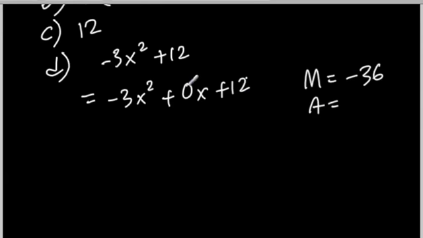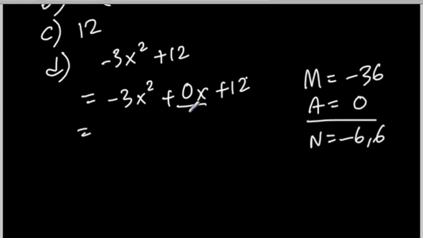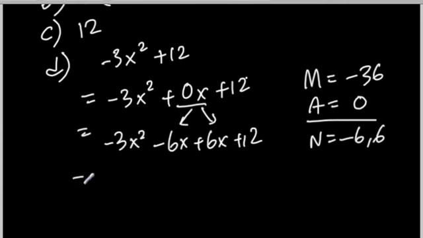A is the middle term, which is 0. So we've got to find 2 numbers that multiply to negative 36 and add up to 0. They're going to be negative 6 and 6. What that means is the middle term splits. So negative 3x squared minus 6x plus 6x plus 12.